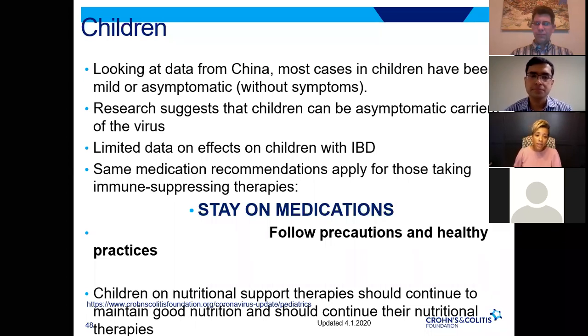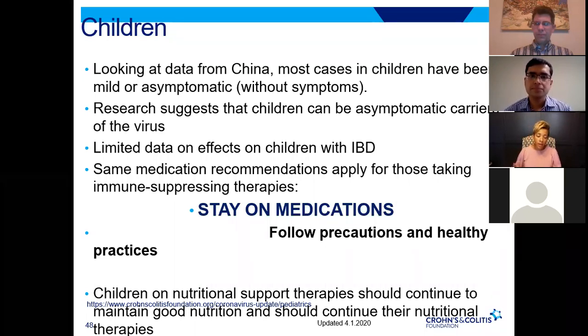In children, I'm sure Dr. Kunnath will touch on this, but looking at data from China so far, as well as the SECURE-IBD registry data, most cases in children have been mild or asymptomatic. We know that children can be asymptomatic carriers of the virus. And overall, there's limited data on effects of COVID-19 on children with IBD.